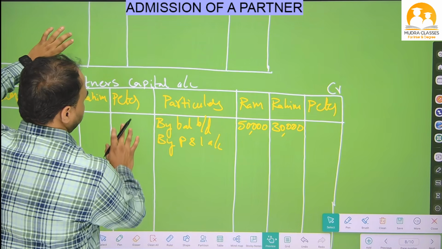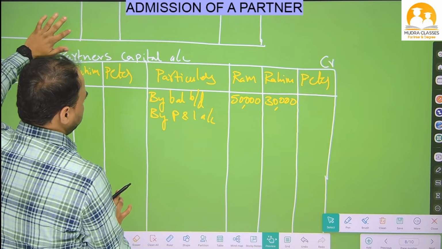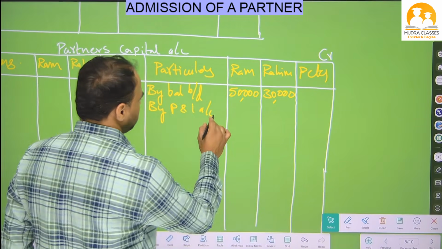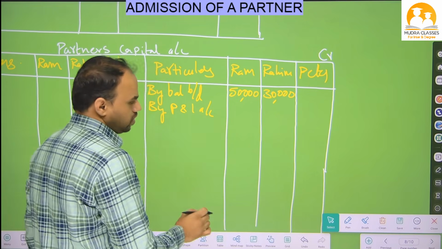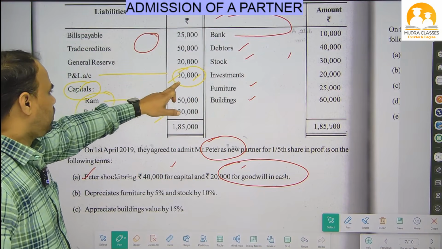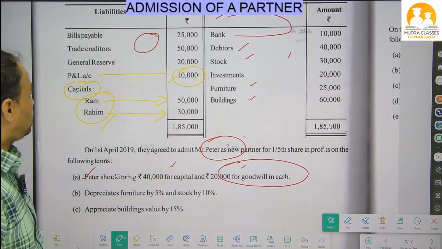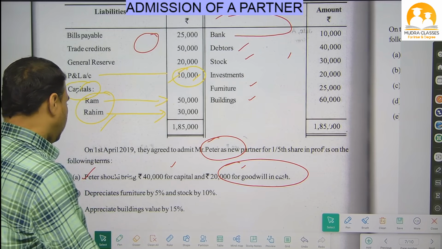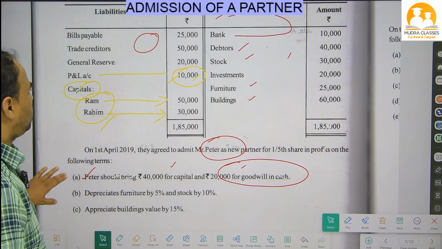Right. For your purpose, I'll do this big one. P&L account means what, Nana? Profit and loss account. How much is given in the question? In the question, profit and loss is given as 10,000 rupees. These 10,000 rupees we have to distribute in which ratio, beta? These 10,000 rupees we have to distribute in 2:3 ratio, because I will show you.